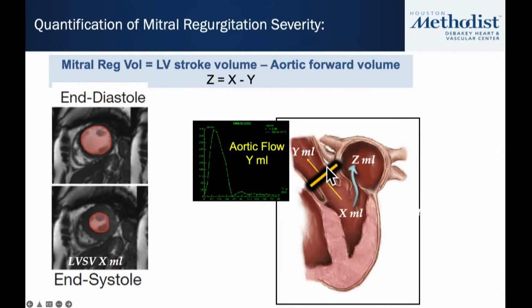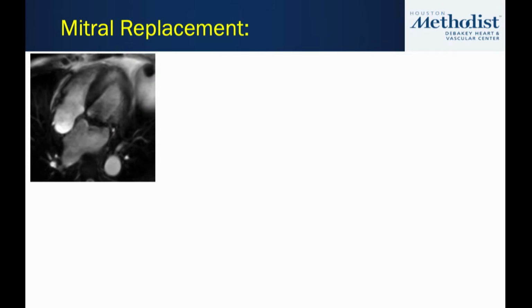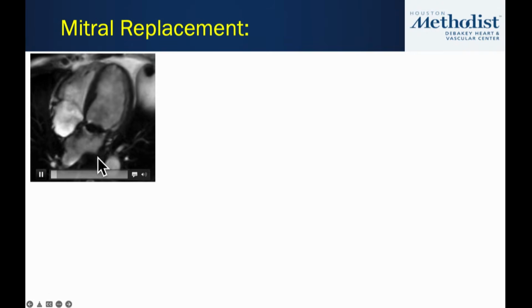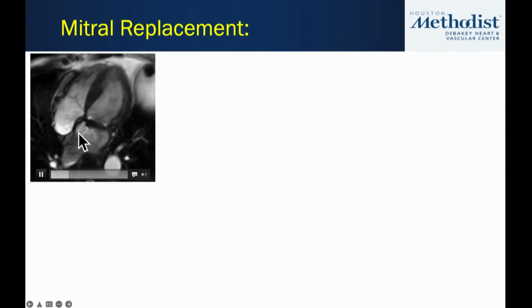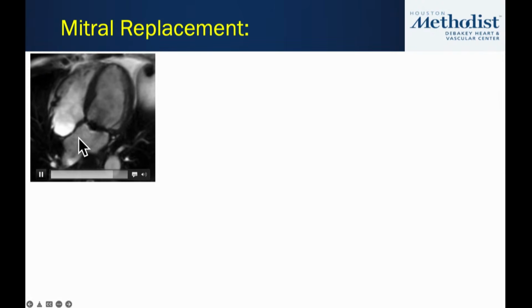And the nice thing, again, here is that despite whatever prosthesis artifact that you get, the ability to assess left ventricular stroke volume is really not impaired. And so we'll go back to this one example case here where you can see it looks like there's a dehiscence and there's a septal jet of mitral regurgitation that you see.